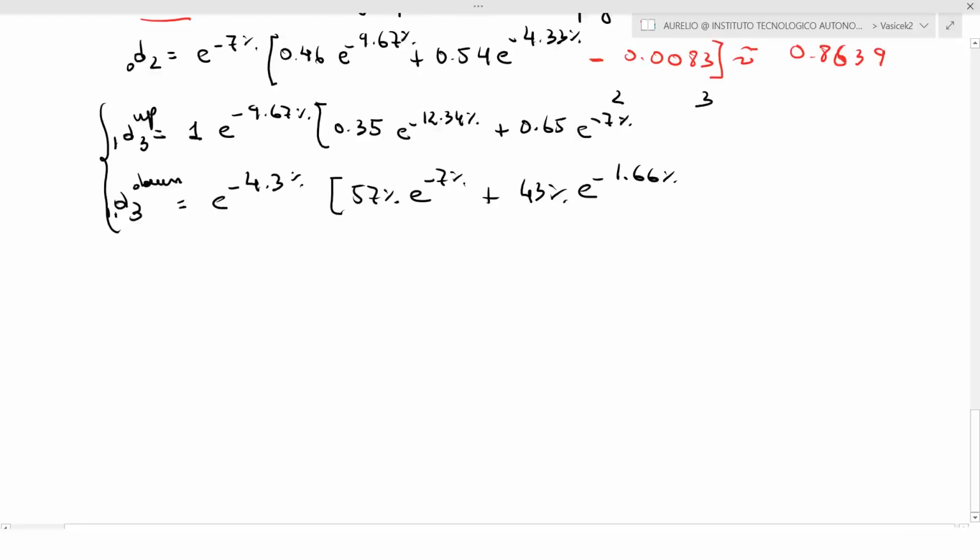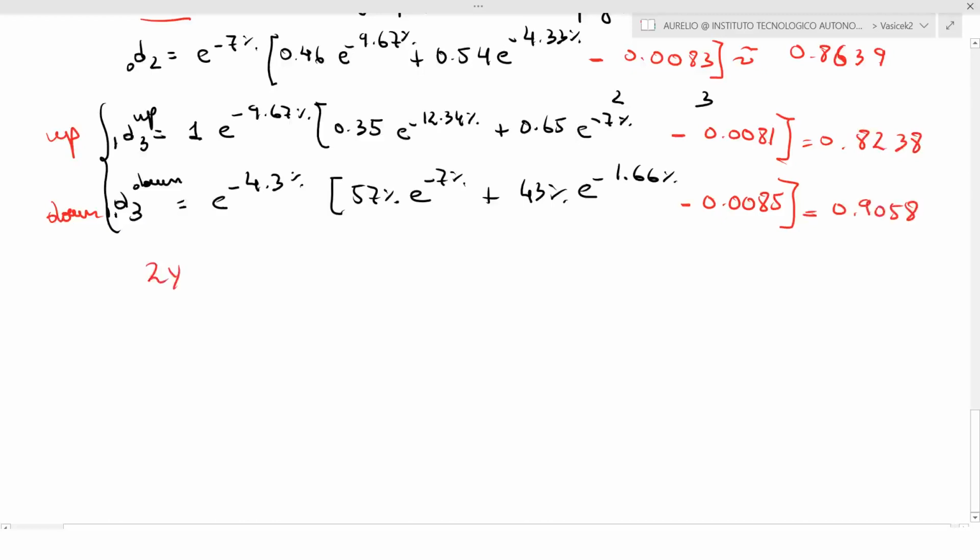Now we're going to do the same thing for the up and the down scenarios. So I copied here the equation as we wrote them before, but we now need to subtract the Fudge factor. So the Fudge factor for the up scenario is going to be 0.0081. And then for the down scenario, it's going to be equal to 0.0085. Then we compute the prices of those 2-year bonds, and we're going to get 0.8238 and 0.9058. So now we got the prices of the 2-year bonds for our tree.